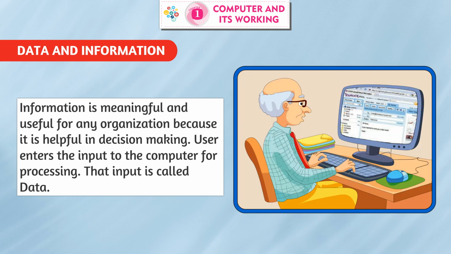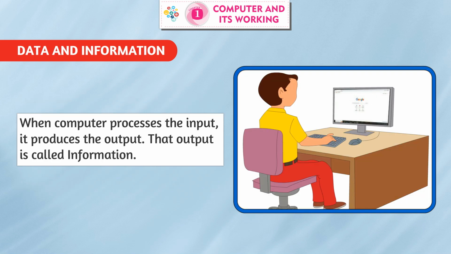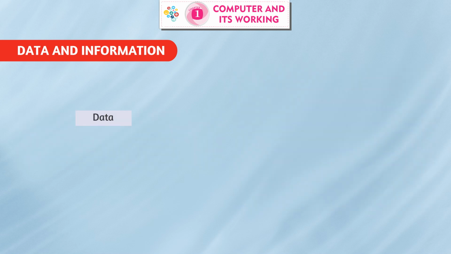User enters the input to the computer for processing. That input is called data. When the computer processes the input, it produces the output. That output is called information. Data: input. Processing. Information: output.